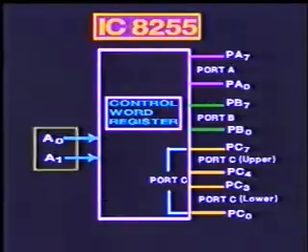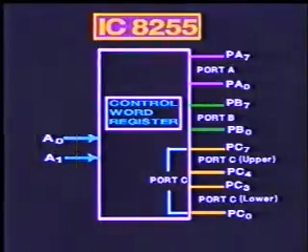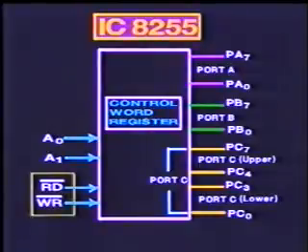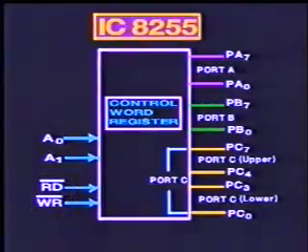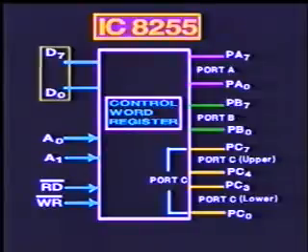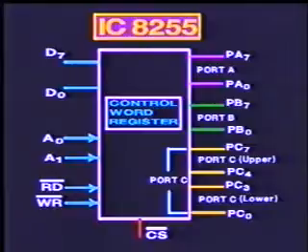The control word is used to configure the three ports of the device either as input or as output. The lines A0 and A1 are used to address the three ports and the control word register. The read bar and write bar lines allow the CPU to read or write into the device. The data lines D0 to D7 are connected to the data bus of the microprocessor. The chip select signal enables the device.